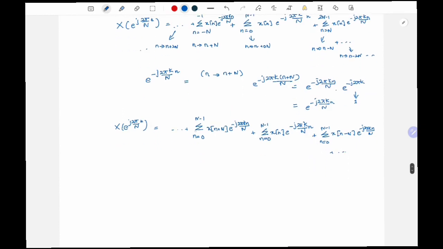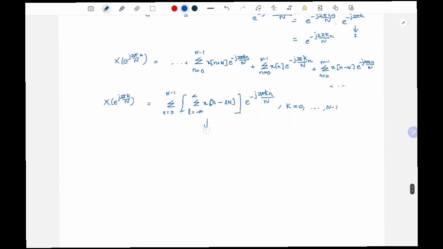Now if I try to add this all up, because the summation term is constant for me, so what will I get? I'll get summation n equal to 0 to N minus 1, and I'll have summation, let's say L equal to minus infinity to infinity x of n minus LN, right? x of n minus LN into e power minus j 2 pi k n by N. So this will be my X of e power j 2 pi k by N, and my k is varying from 0 to N minus 1.